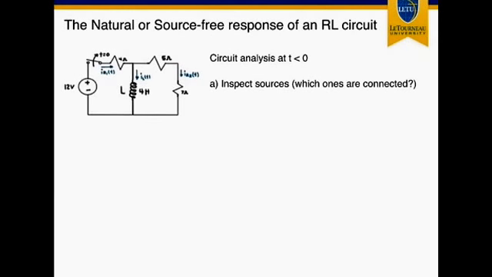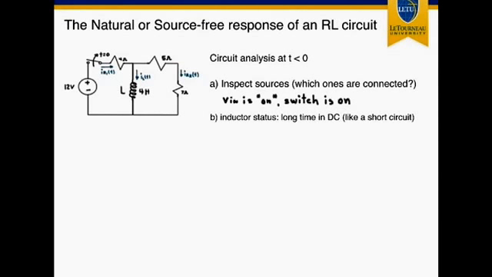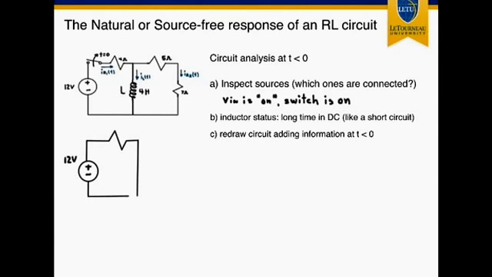Let's start by doing the circuit analysis at t less than 0. First step is to inspect the sources and see which ones are connected. We can see that the 12-volt source is connected, and we say that that is on because the switch is on for t less than 0. We need to check the status of the inductor, and we know that inductors connected for a long time to DC sources will be like short circuits. And with this information, we redraw the circuit: the voltage source, followed by the resistor, the inductor being a short circuit, the two resistors on the last branch, 5 and 7 ohms, and the currents that we need to find, I sub R1, I sub L, and I sub R2.